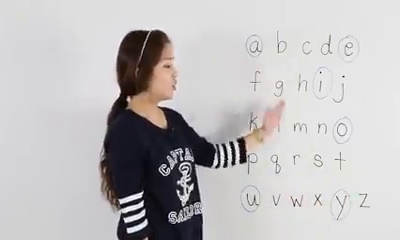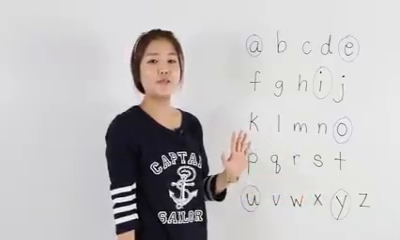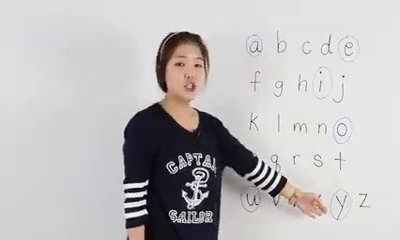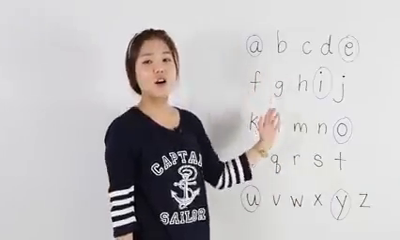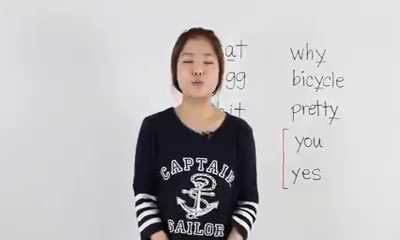Okay, so there are 26 letters in the alphabet. There are 5 main vowels, 1 special vowel, and the rest are consonants. Okay, let's move on to the next part. Okay, well, let's look at some words.